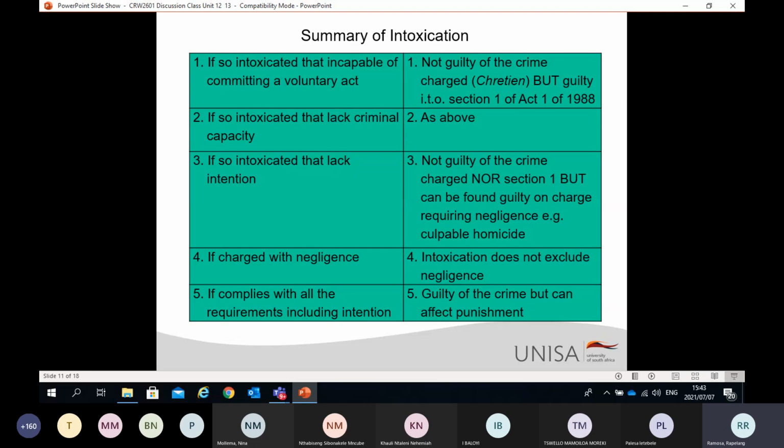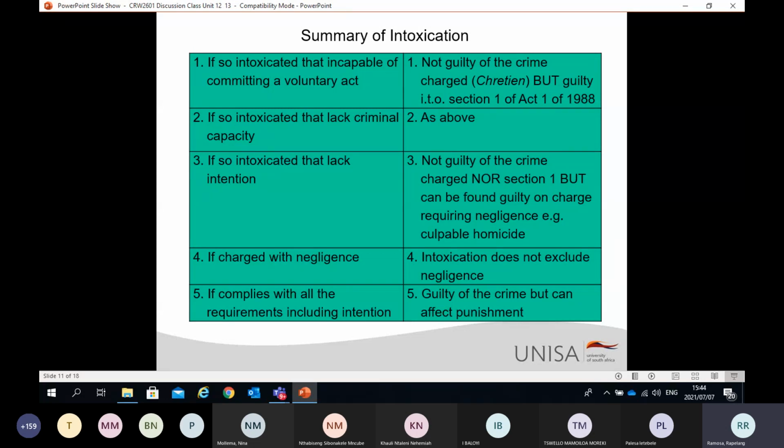Now, we have not spoken at length about the impact of intoxication on intention. And the question that would naturally be asked is, if the accused had voluntary conduct and had criminal capacity, but only lacked intention, does Section 1 of Act 1 of 1988 apply? The answer to that is no. Section 1 of Act 1 of 1988 would not apply. So X would not be found guilty of that original charge based on the principle of Chrétien, and will not be guilty of Section 1 because he had criminal capacity at the time, so did not lack criminal capacity, only lacked intention.